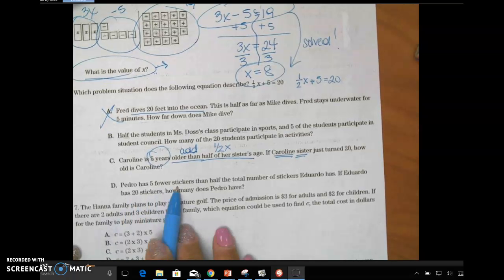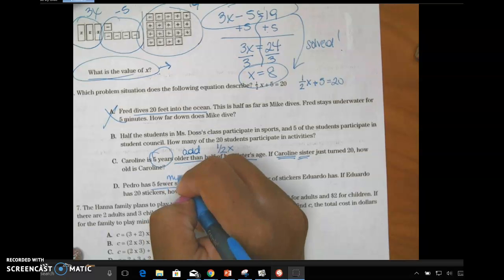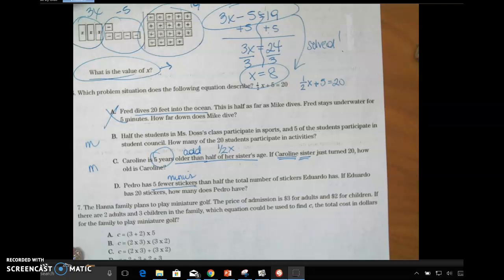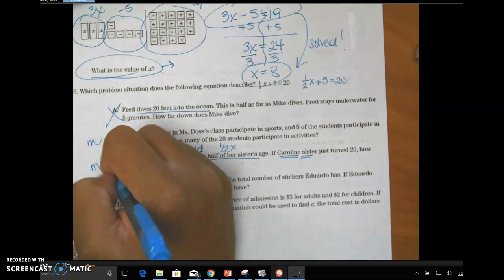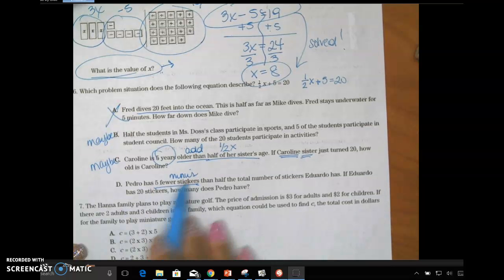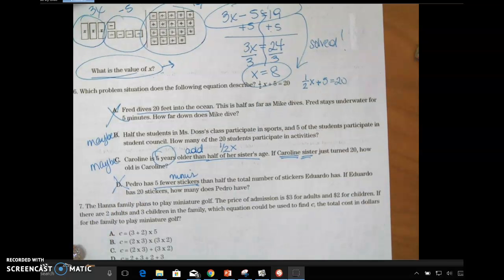Pedro has 5 fewer stickers. What does that mean? Minus. I put an M next to it for maybe. Okay, maybe. I got two maybes here. And this one says minus. Am I subtracting? No. So let's figure out what makes sense.